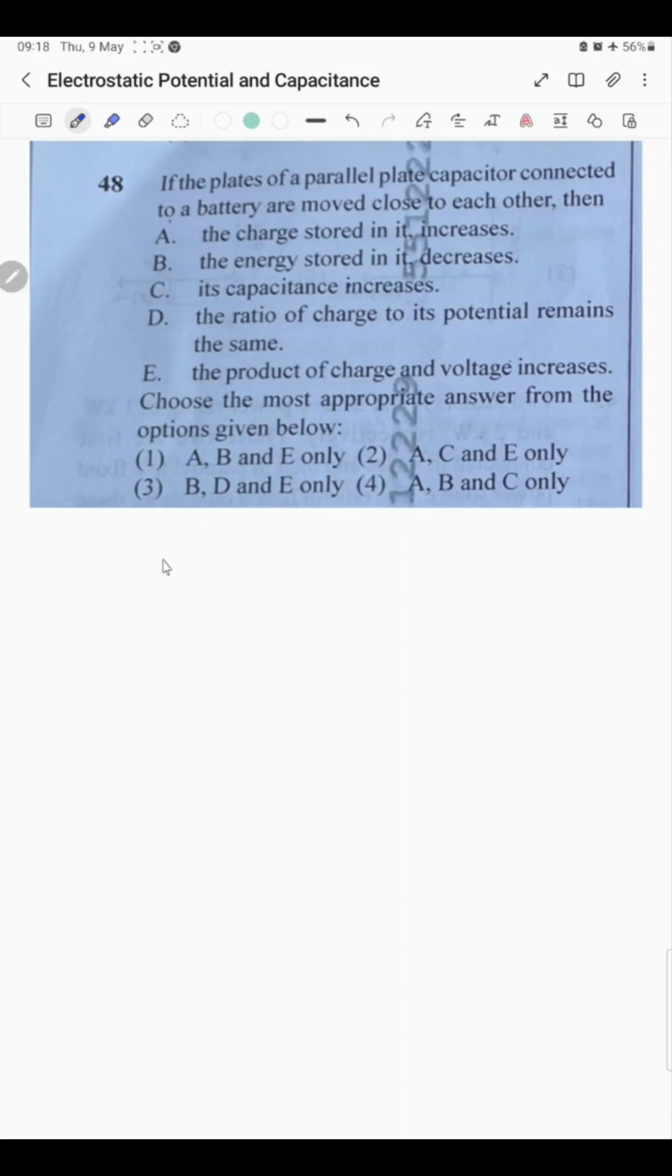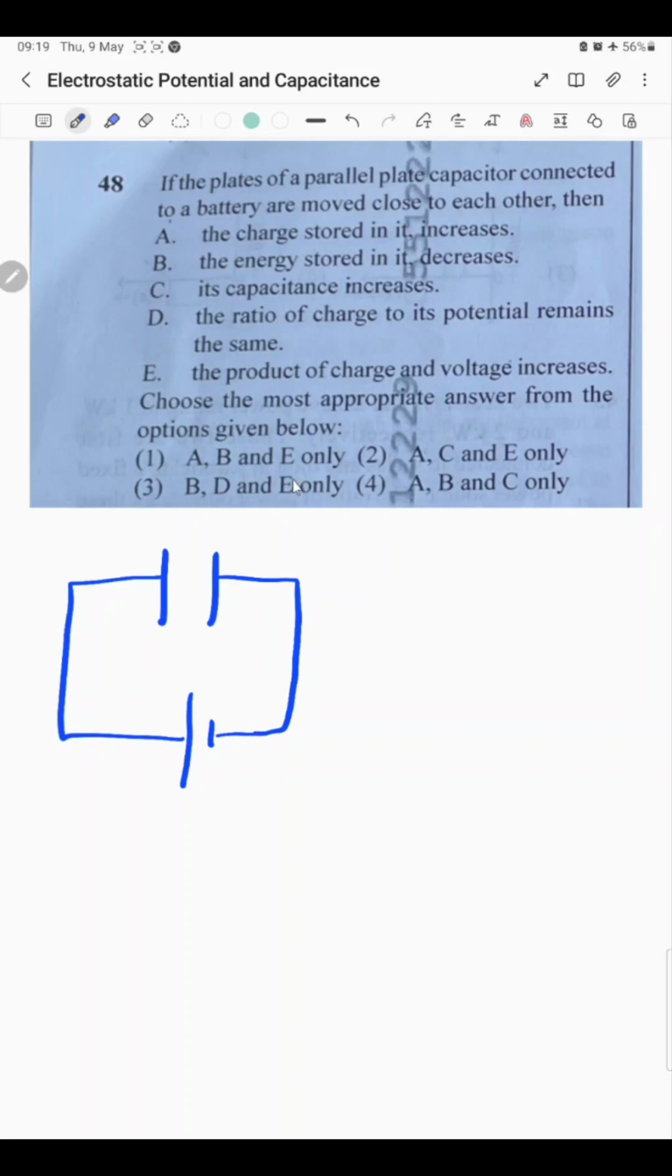See, for these types of questions you have to check whether the battery remains connected or it is removed. Here in this question they have mentioned that the plates of the parallel plate capacitor connected to a battery are moved close to each other, which means the battery remains connected. They have not mentioned that the battery is removed. Moved closer means the separation is made less with the battery connected.